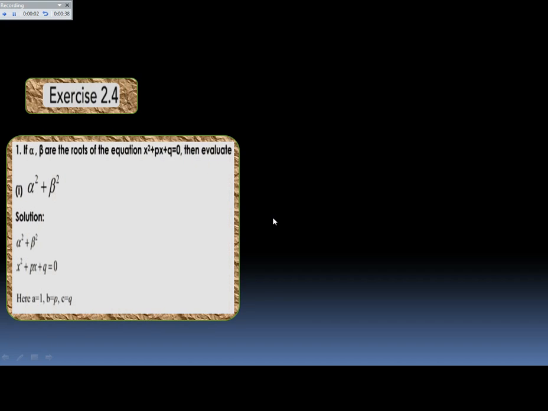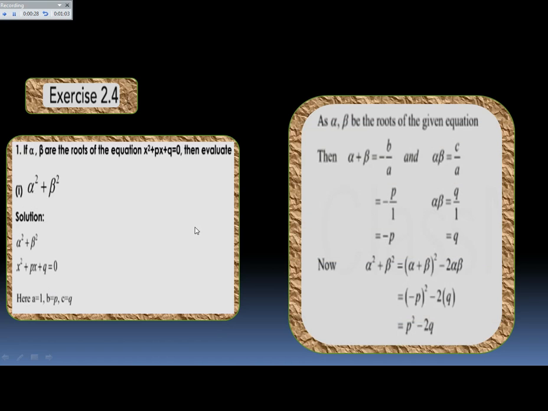Exercise 2.4. If alpha, beta are the roots of the quadratic equation x square plus px plus q is equal to 0, then evaluate alpha square plus beta square. Solution: alpha square plus beta square, find the value of alpha square and beta square. x square plus px plus q is equal to 0. Here a is equal to 1, b is equal to p and c is equal to q, as comparing to the standard quadratic equation.